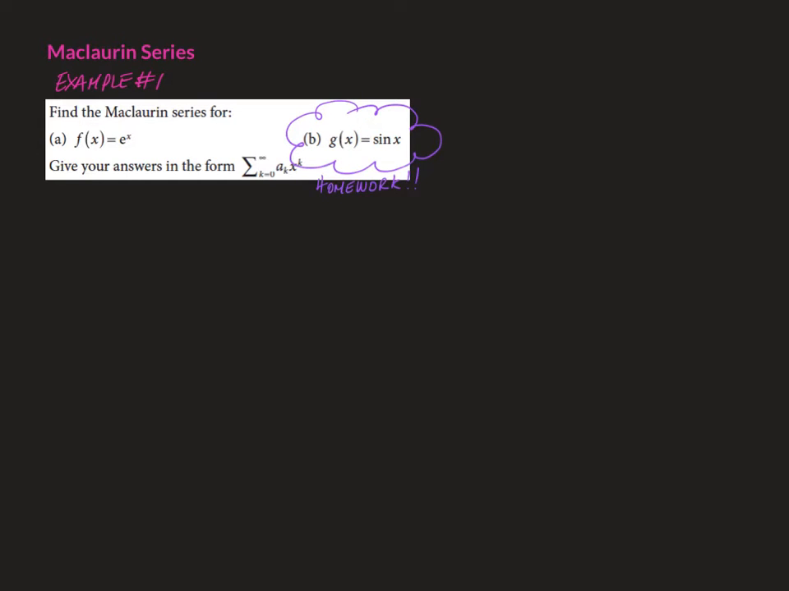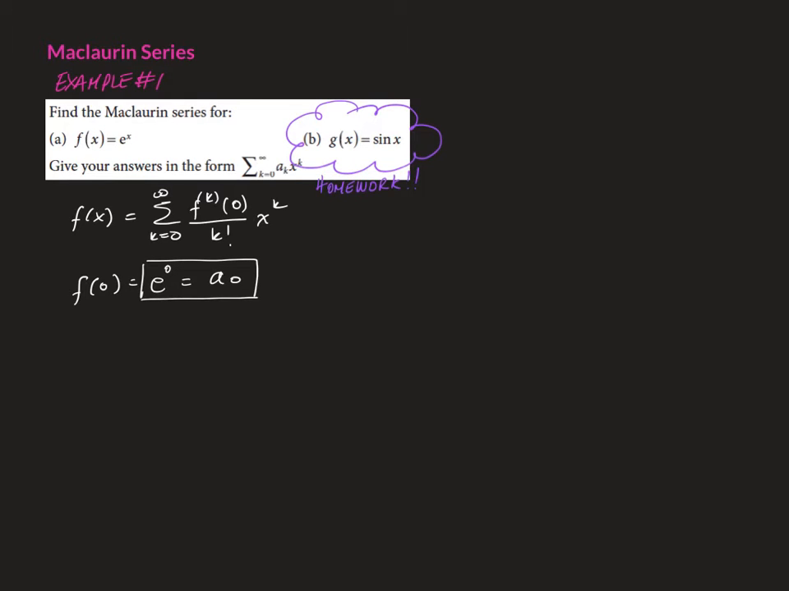So we know that the expansion should be a series from 0 to infinity of the terms given by the nth derivative evaluated at 0 and divided by k factorial, and x in increasing powers. For e to the power of x, the first coefficient should be equal to f of 0, which is e to the power of 0. So a0 is e to the power of 0, and that is 1.